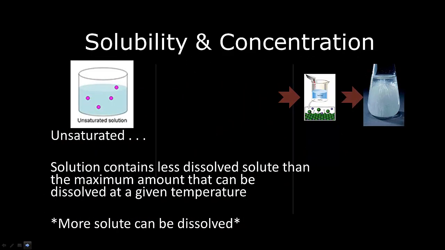Now let's talk about solubility and concentration. First one, an unsaturated solution. This is a solution that contains less dissolved solute than the maximum amount that can be dissolved. So more solute can be dissolved. For instance, if I add some sugar to water and dissolve it, like a tablespoon to a liter of water, I should be able to dissolve it, and it would be an unsaturated solution because I could add another tablespoon and stir it and it will still dissolve.